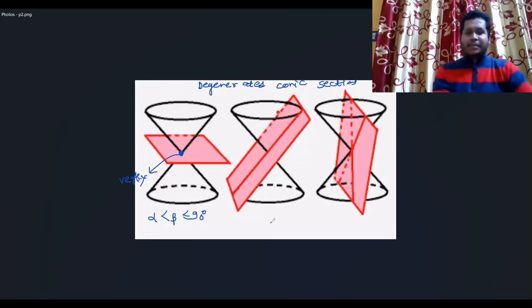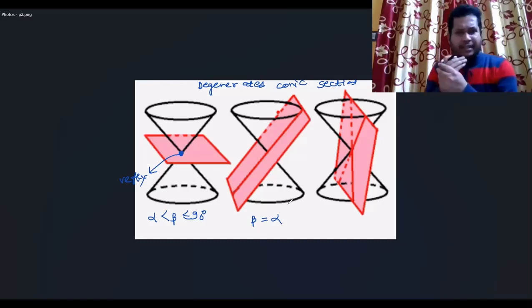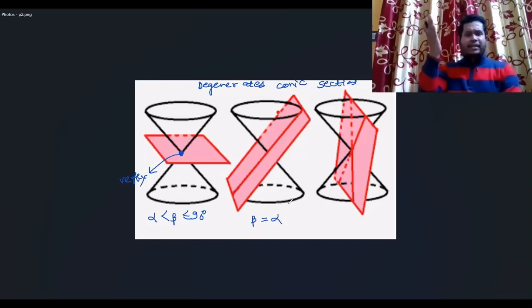Now coming to the second scenario. In this scenario, beta is equal to alpha. That means the intersecting plane is in such a way that it has an intersection just along the line of the generator. In that case, as you can see here, we are getting a straight line. So in this case, we'll get a straight line as a conic section. This was the second special case.